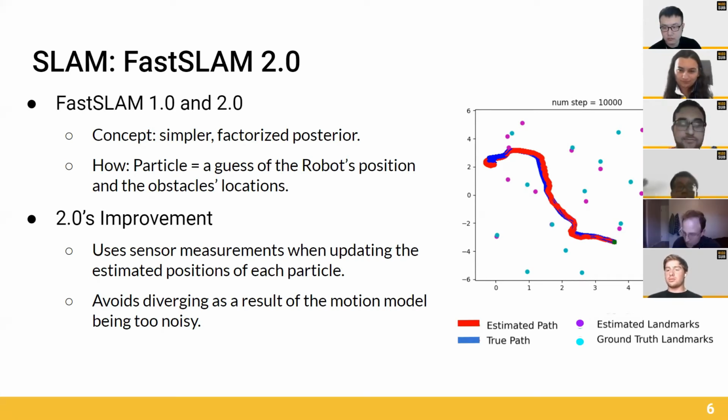So FastSLAM 2.0 improves over FastSLAM 1.0, which we implemented in the fall, by using sensor measurements when computing the poses of all those particles. So this improves the accuracy of the particle locations, and it also allows the algorithm to maintain particle diversity, which allows FastSLAM 2 to converge more quickly and with fewer particles. And this is especially true when the motion model is noisy compared to the sensor measurements.